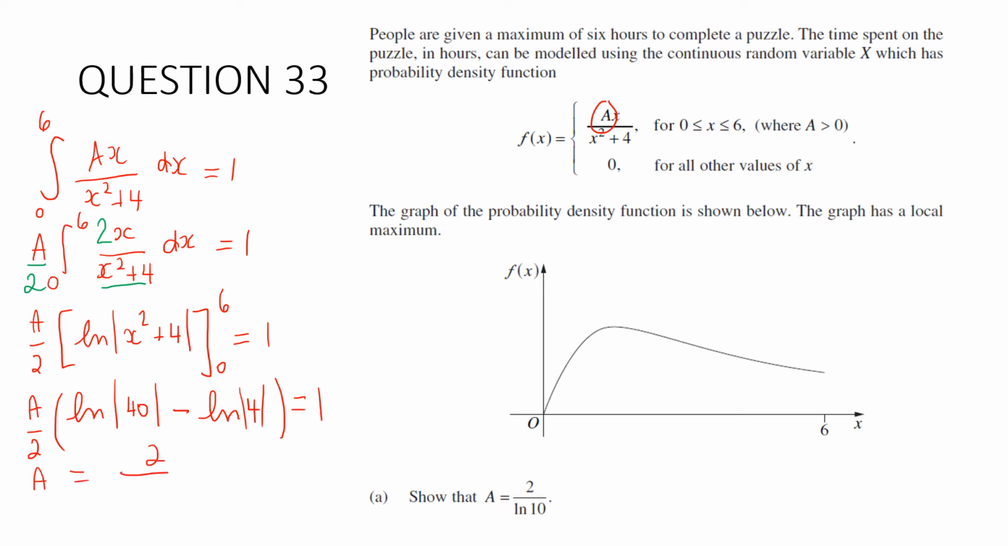and I'm also going to do this. 40 take away log 4, and using our second log law, when I subtract logs with the same base, I can divide those arguments. So this is 2 over ln 10. Done.